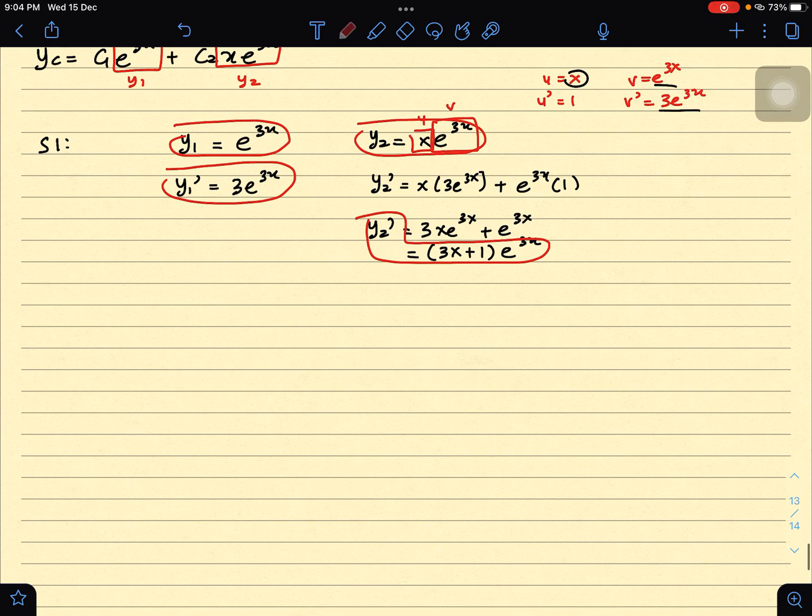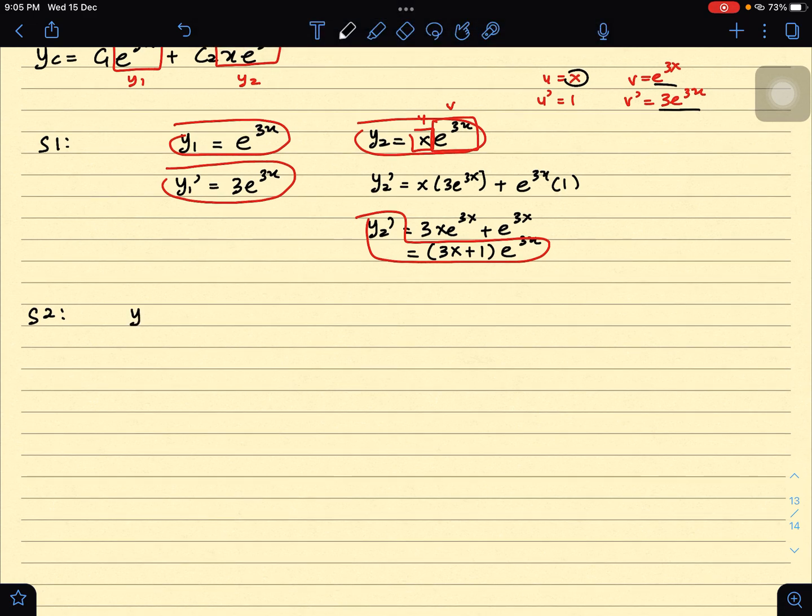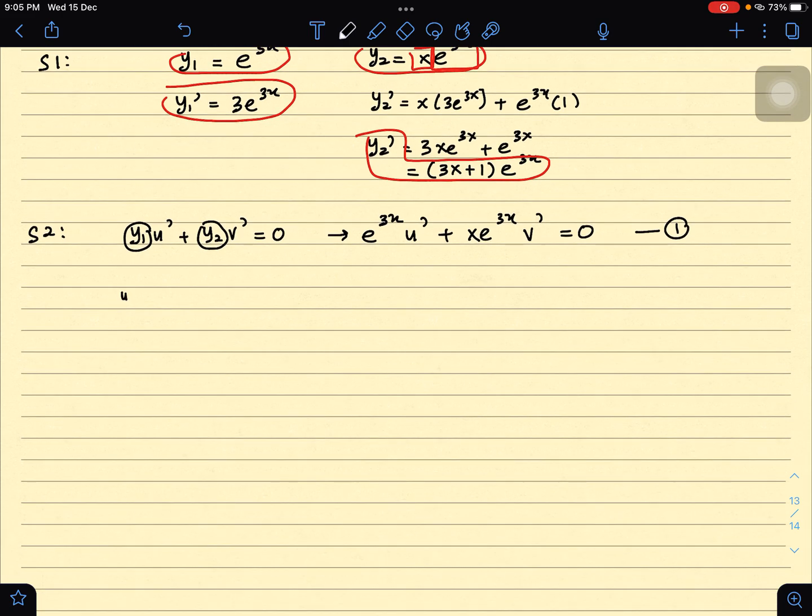So we move to step number 2 where we need to write the simultaneous equations. The first simultaneous equation is y1 u prime plus y2 v prime equal to 0. So your y1 is exponent 3x. You masukkan sahaja y1 adalah exponent 3x u prime plus y2 adalah x exponent 3x v prime equal to 0. So ini persamaan pertama. Persamaan kedua adalah y1 prime u prime plus y2 prime v prime sama dengan fx over a.